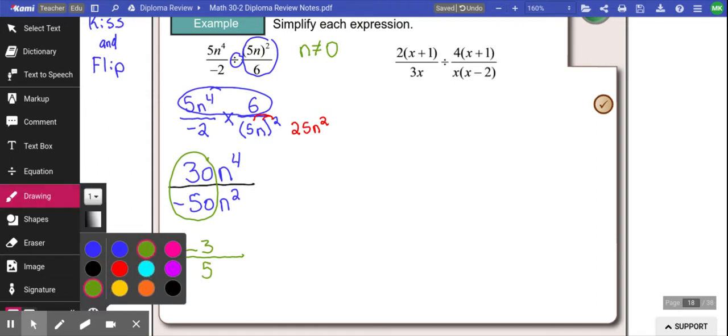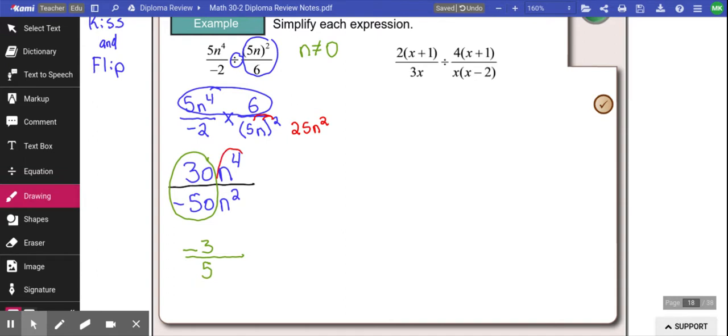I then look at my letters. I have n to the 4 and n squared. The top one has more, so I know the top one should get the n in the end. 4 versus 2. 2 of them would cancel on the top and the bottom, leaving me with 2 left over on the top. Remember our exponent rules that we subtract exponents, so if you're still using that method, that's fine. So you go 4 minus 2 is 2.